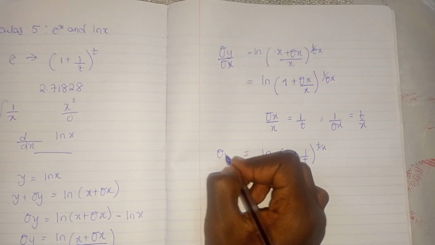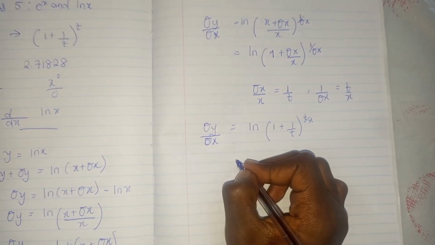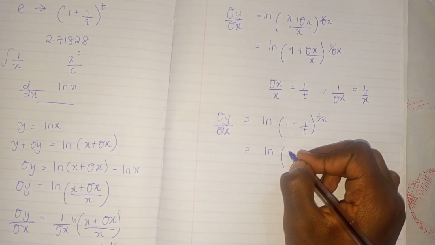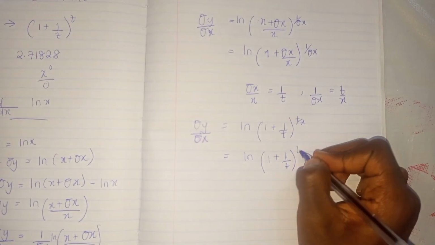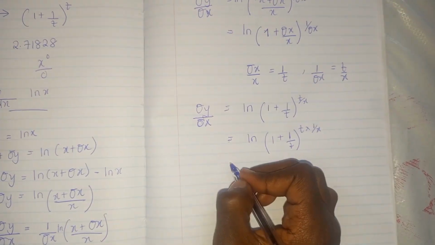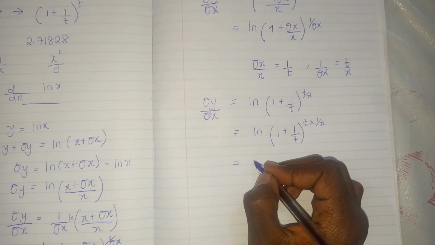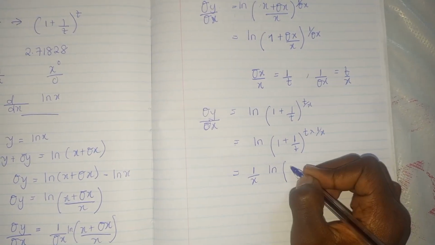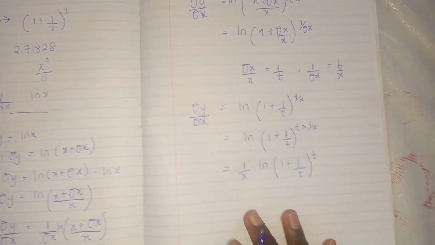So this is going to give us ln of (1 plus 1 over t) to the power t over x. So this is just the same as t multiplied by 1 over x, where this can come before everything by rules of logarithms. So we have 1 over x times ln of (1 plus 1 over t) to the power t.